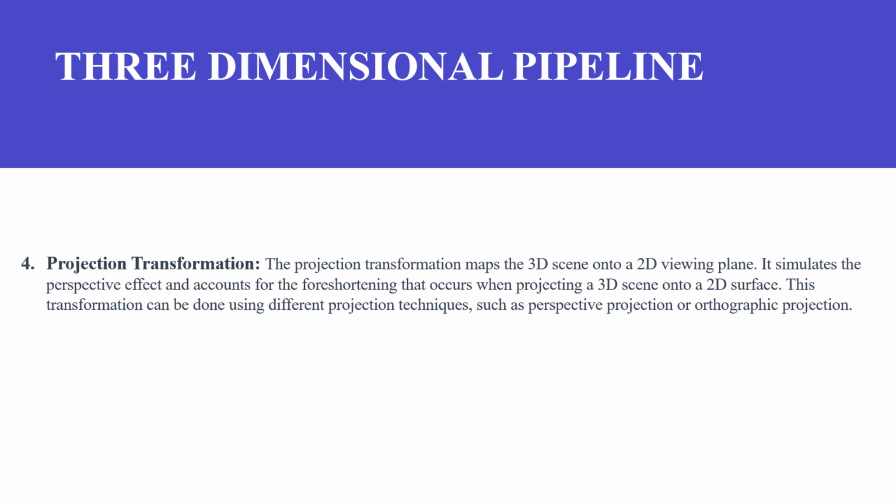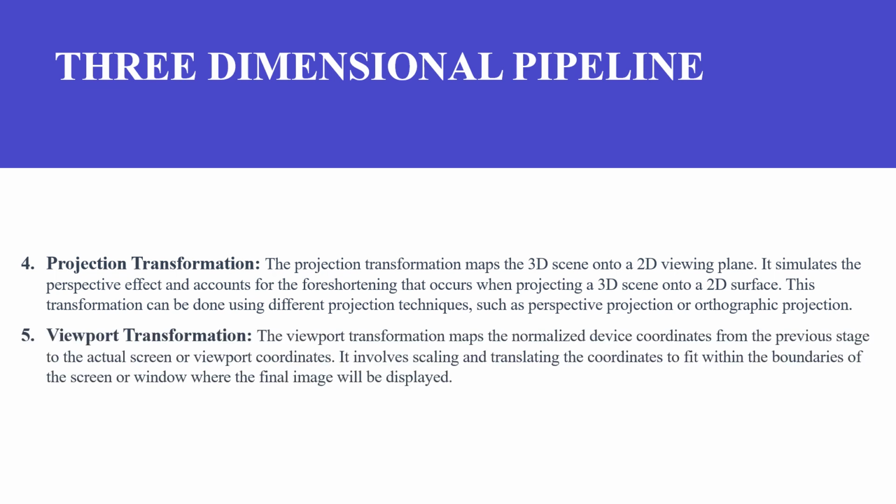Projection transformation. Projection transformation maps the 3D scene onto the 2D viewing plane. It simulates the perspective effect and accounts for the foreshortening that occurs while projecting a 3D scene onto a 2D surface. The transformation can be done using different projection techniques such as perspective projection or orthographic projection.